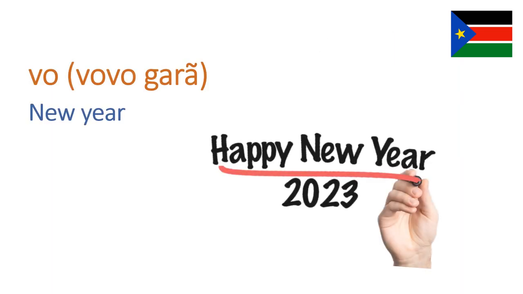Vovo, vovo ghana. That means a new year. The word vovo means new. You can put it for anything new. Vovo roko, a new cloth. Vovo rakata, new shoes.